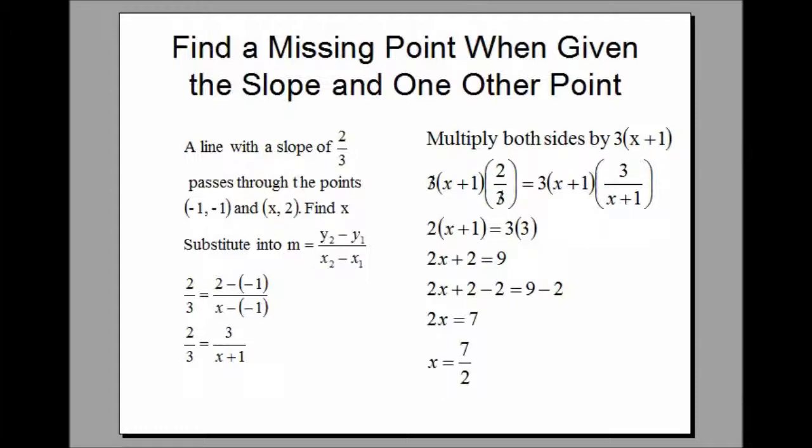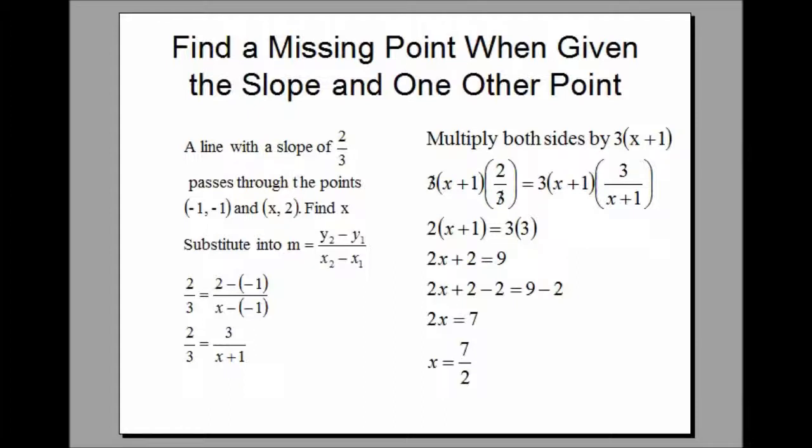How to find a missing point when given a slope and one other point. A line with a slope of 2/3 passes through the points (-1, -1) and (x, 2). Find x. We substitute into the slope formula. The slope is 2/3. The y-coordinates are 2 and -1, hence it's (2 minus -1) over (x minus -1). Simplifying gives 2/3 equals 3 over (x plus 1).